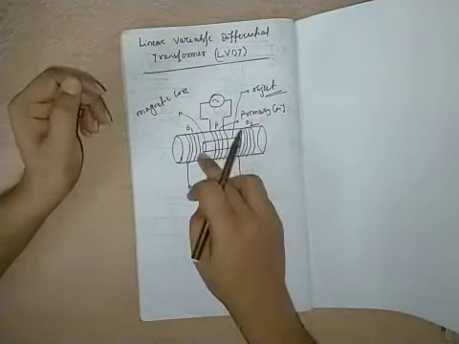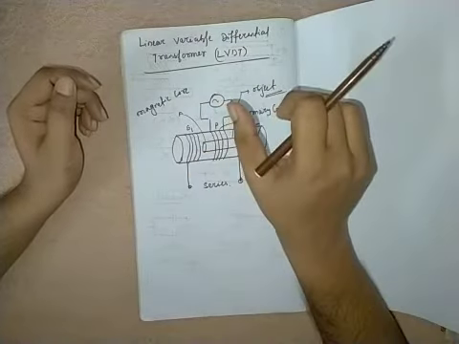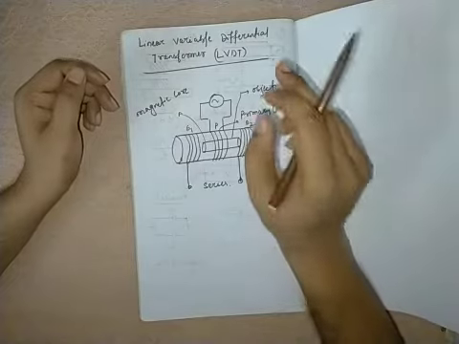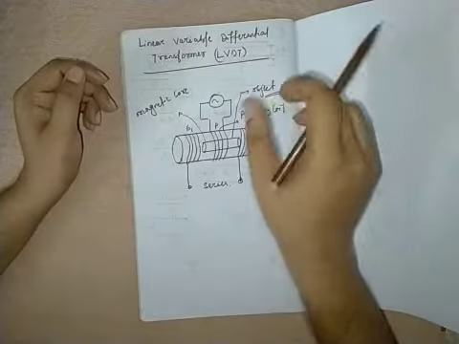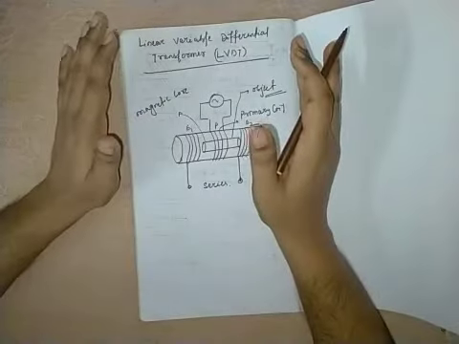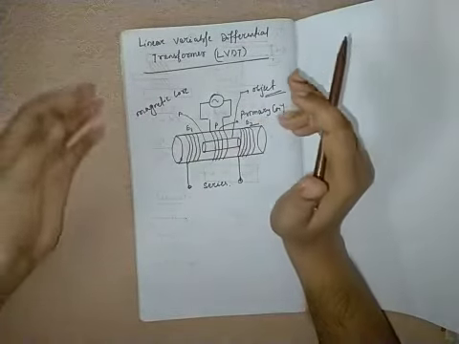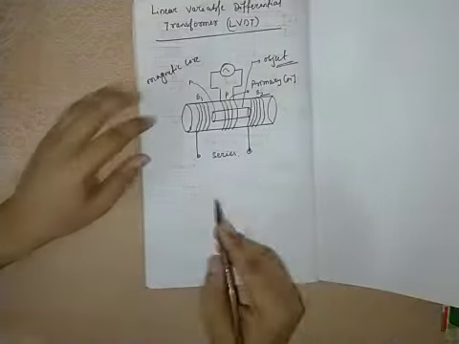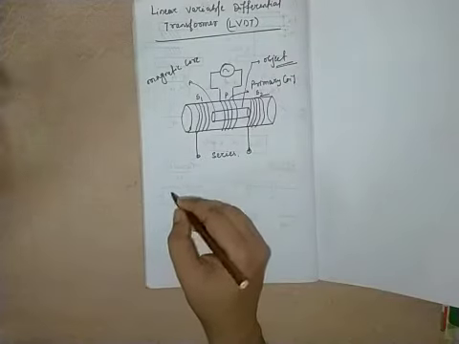And one more thing, there is a magnetic core attached to the object of which you have to measure the displacement, and that is placed inside the insulated tube. Up to this, I think the situation is clear. Next we will go to the working principle. Its working principle is very simple.